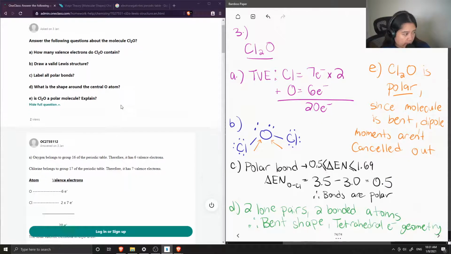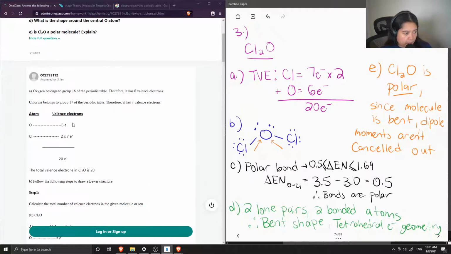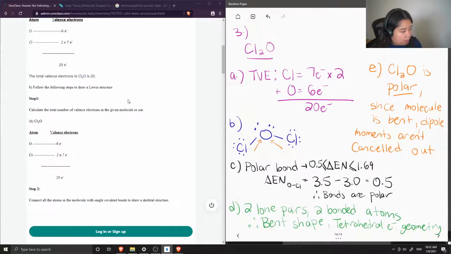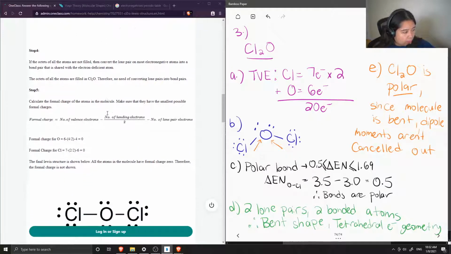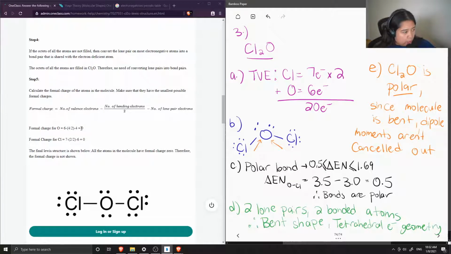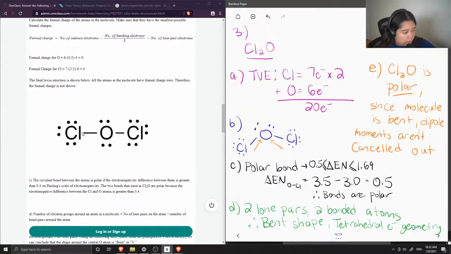Okay, so the junior tutor said that oxygen belongs to group 16, so it has 6 valence electrons, and chlorine belongs to group 17, therefore it has 7. And then they calculated their total valence electrons to be 20. Yep. And when they drew out their Lewis structure, they got the same structure as well. And also calculated the formal charge for both of them, which is 0, so that's good.